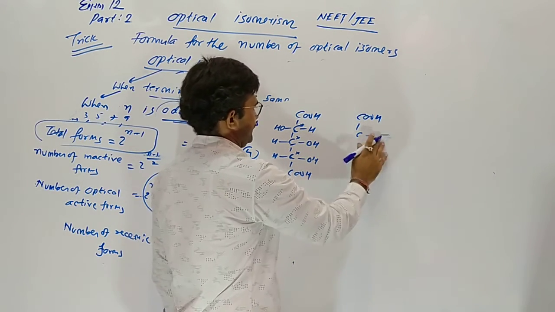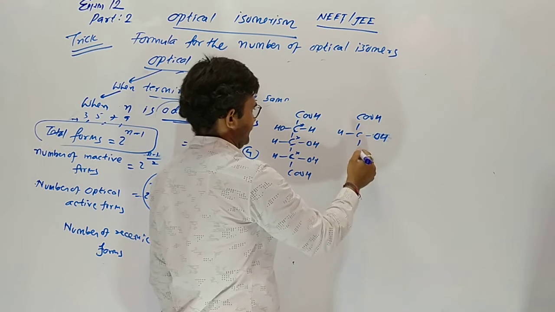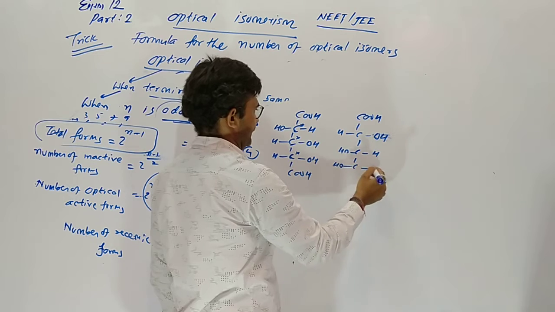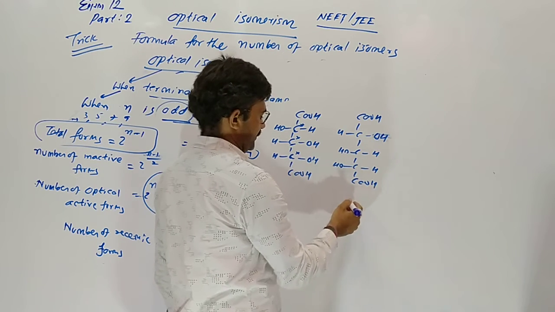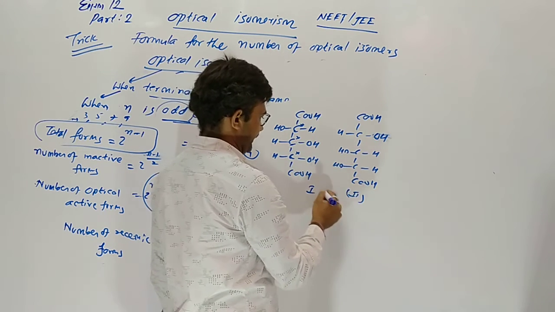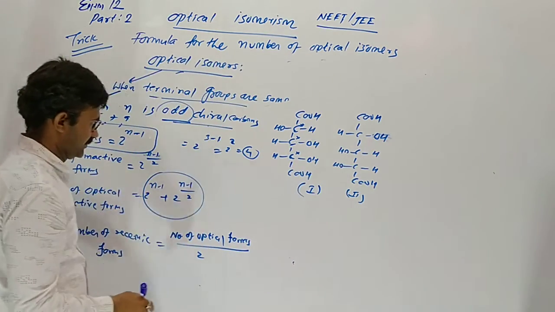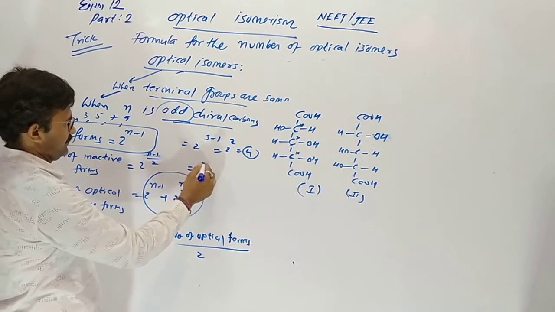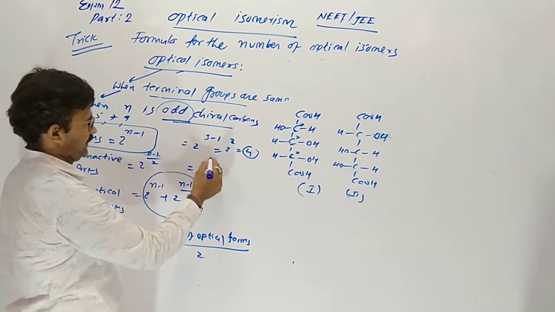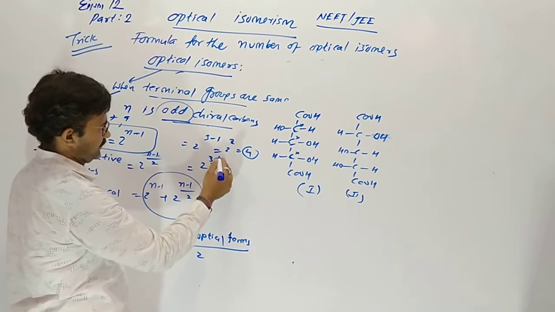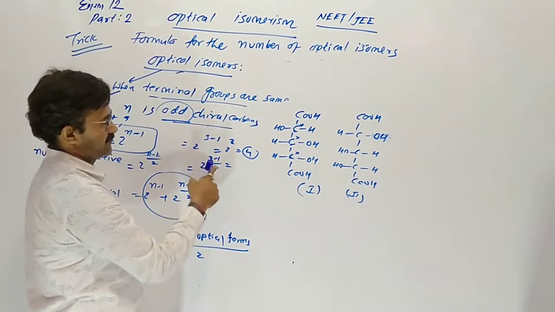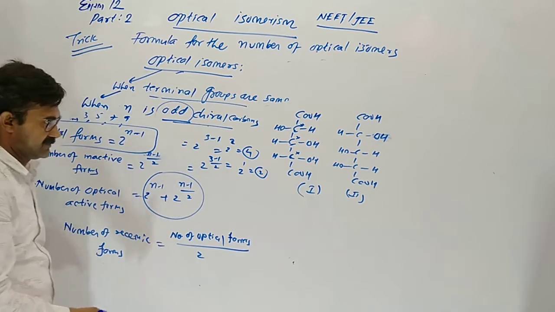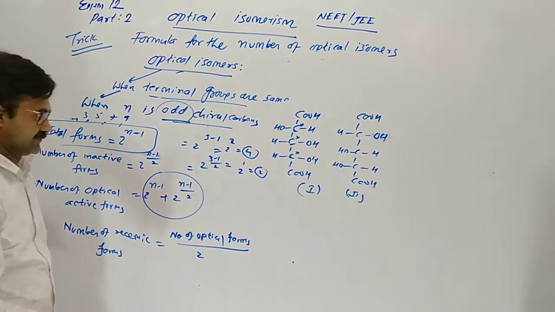COOH, here OH, OH, here OH and COOH. These are mirror images of each other. Understood? Number of inactive isomers is 2 raised to (n minus 1) by 2. 3 minus 1 means 2, 2 by 2 means 1, so 2. Inactives are 2.